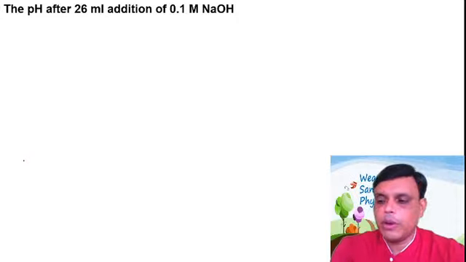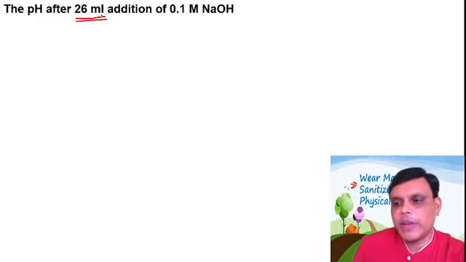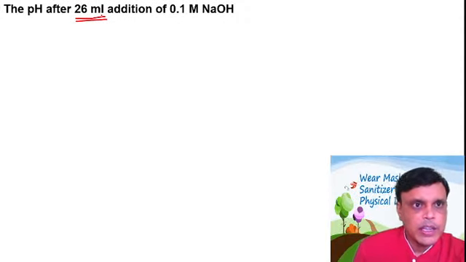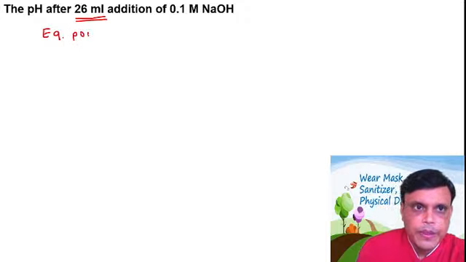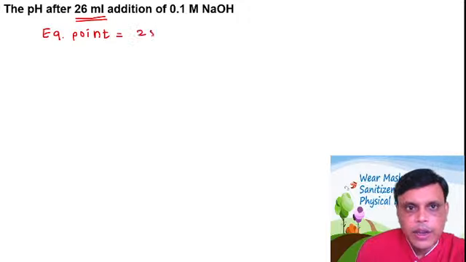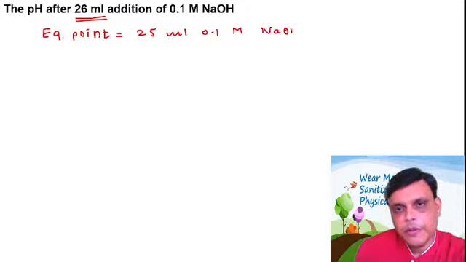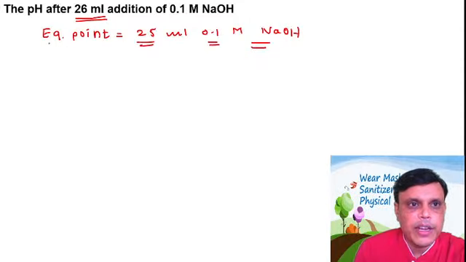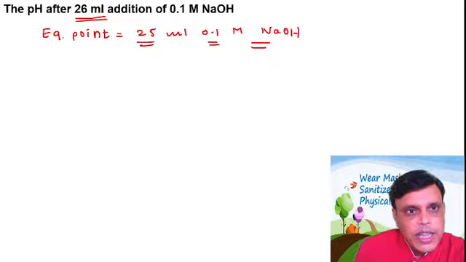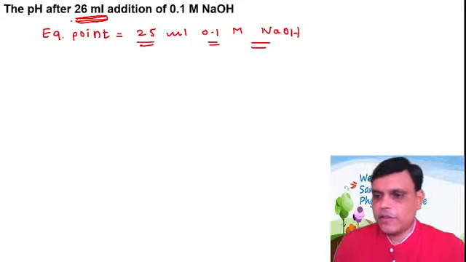Then we will go to the next: pH after 26 ml addition. So after the equivalence point कहाँ पे आ जाता है? Equivalence point आपको मिल जाएगा at 25 ml of 0.1 molar NaOH. If you add 25 ml 0.1 molar NaOH, at that point you will get the equivalence point. And after the addition of 26 ml NaOH means after the equivalence point.